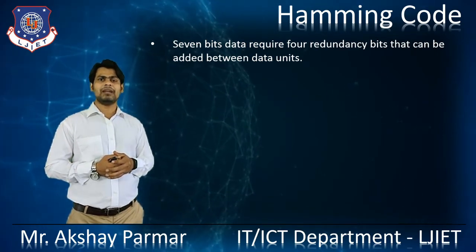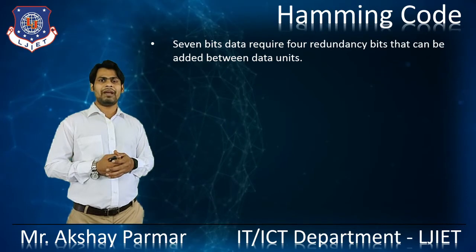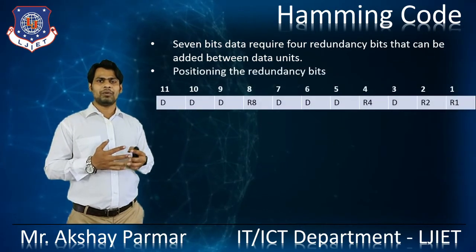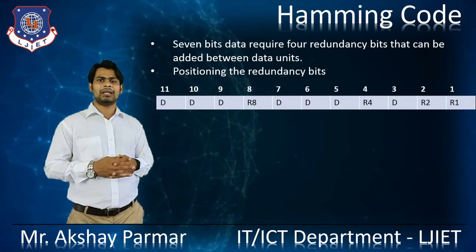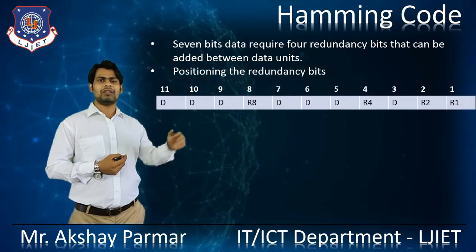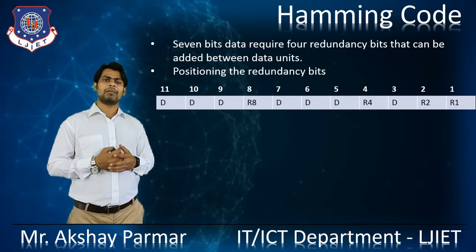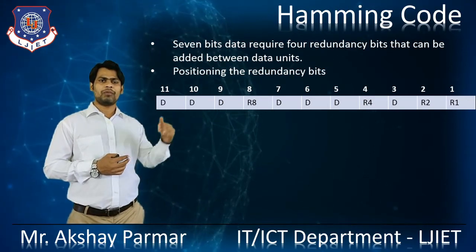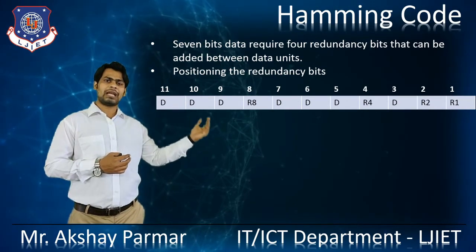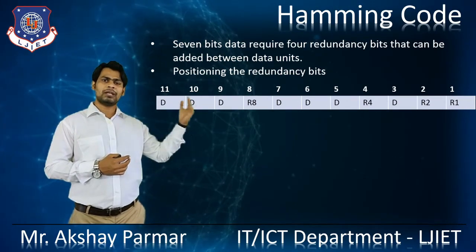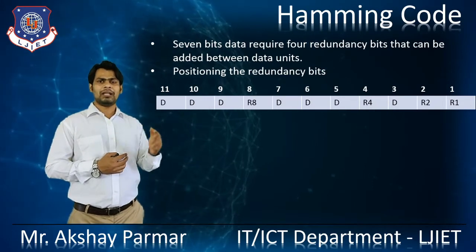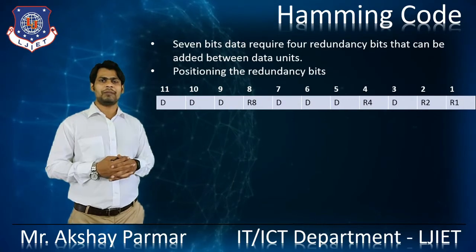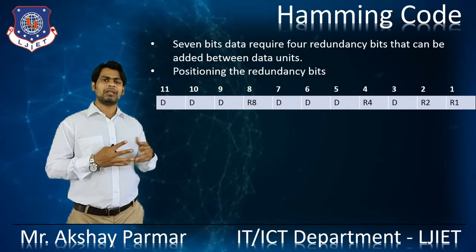So we can set the redundant bits as 4, where we have the 7 bits as data, right? So let's put the redundant bits in between the data bits, right? So this is the positioning of the redundant bits, where we are putting the redundant bits at positions that are powers of 2: the first position, second position, fourth position, 8th position, 16th position, and so on. We are putting the redundant bits at those positions only. So this is the position of the redundant bits.